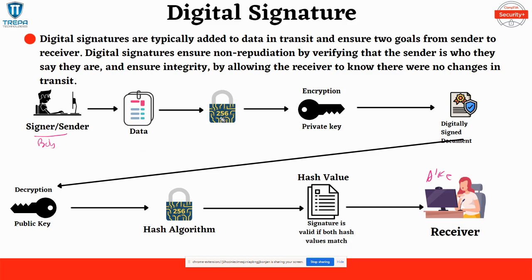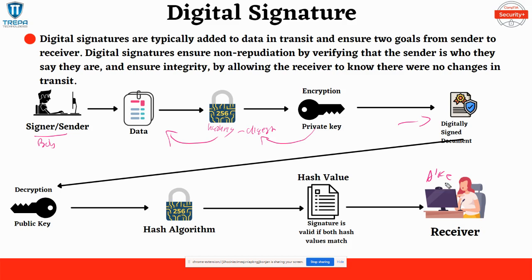So the first thing that's going to happen is you're going to run a hashing algorithm against that data, and you're going to create a unique digest. And then using that public-private key pair, you're going to encrypt that digest using the sender's private key, okay? And then once you encrypt that digest, you've now created your digital signature, and you're going to attach that digital signature to your data or your email.